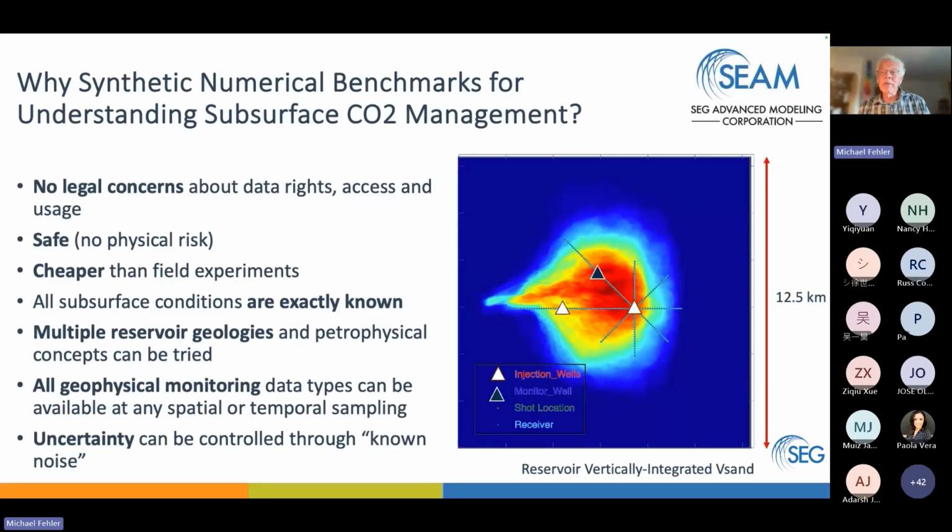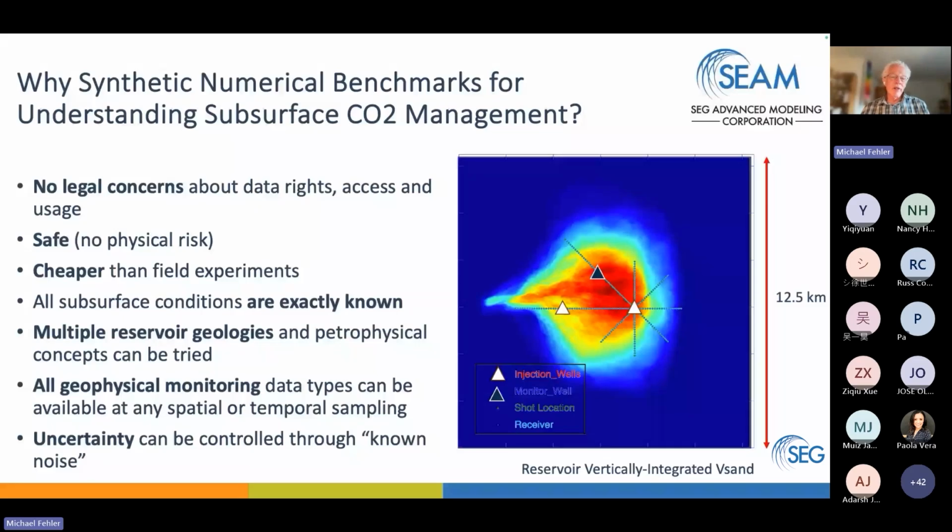So the SEAM is a modeling effort generally. We've had several SEAM modeling projects, and this is the latest one. Why is modeling important for CO2 sequestration? Well, you can think of a lot of reasons, and a lot of them are listed here. No legal concerns. We can do all the modeling we want. It's safe. There's no public objection to this. It's cheaper than field experiments. The model is exactly known. We can modify it easily.